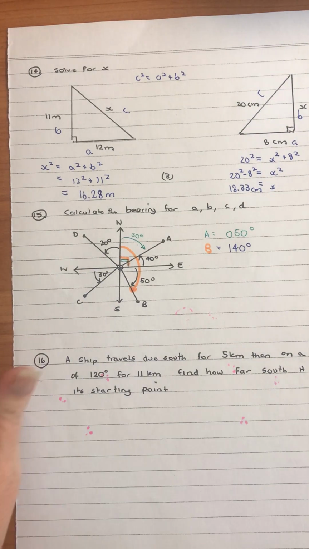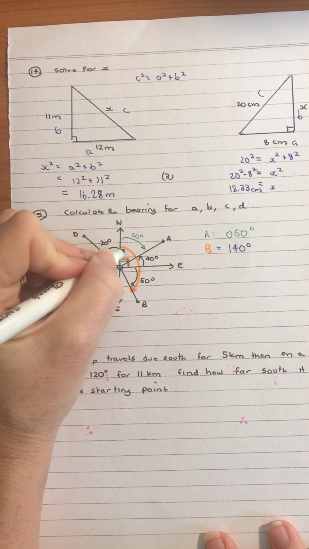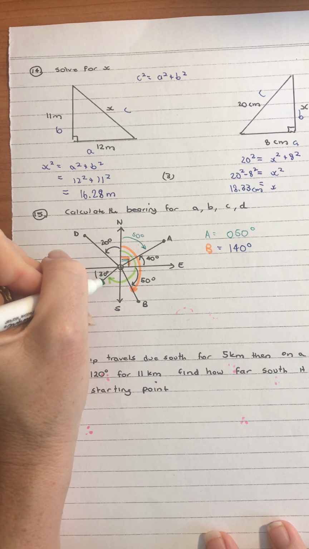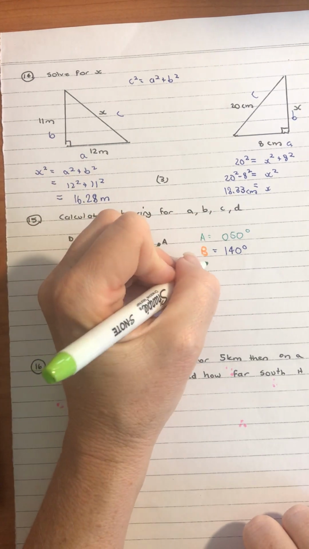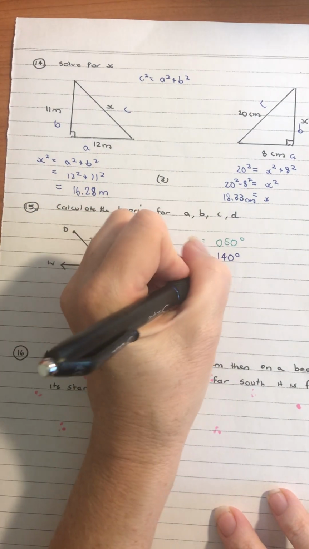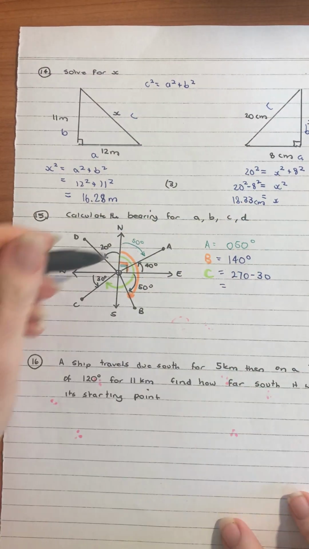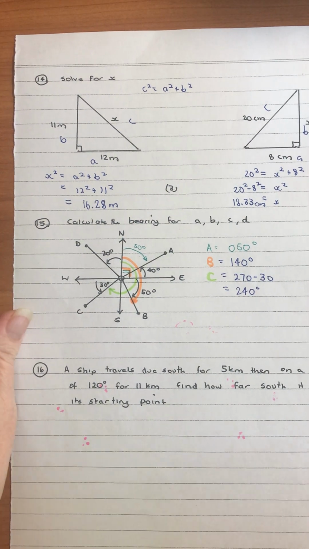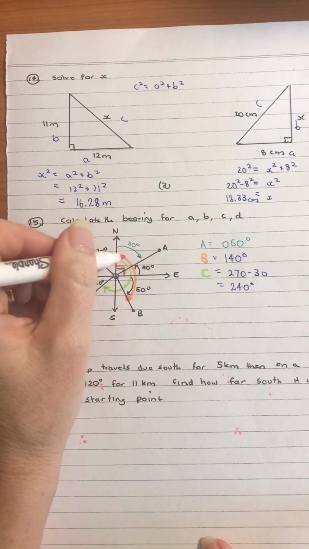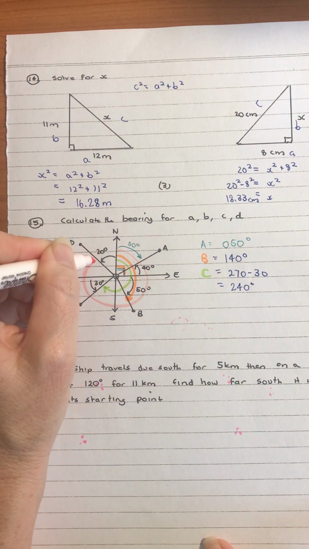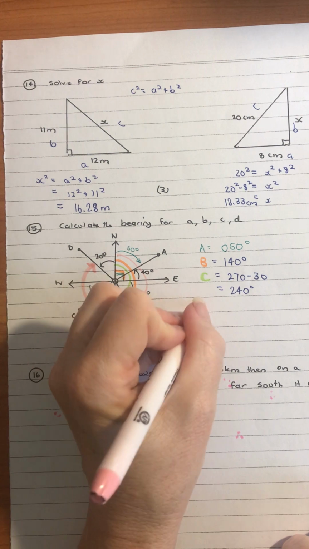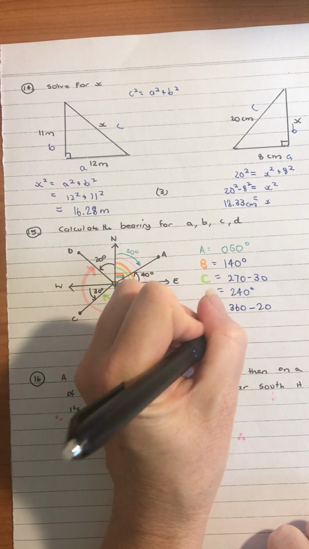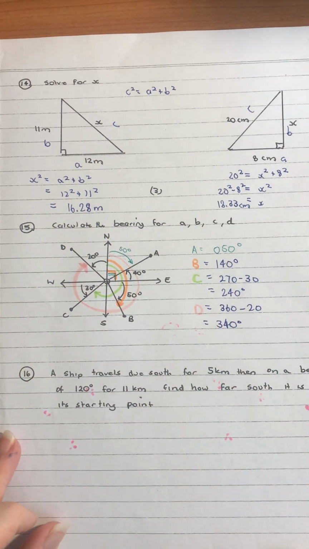Then for C, we're going all the way around here to that line. We're almost at 270, but we haven't gotten there. We're 30 degrees away. So for C, we're going to do 270 minus the 30 because we haven't done the full 270. 270 minus 30 is 240 degrees. And then our last one, D, we're going all the way around, almost the full circle, bar 20 degrees. So for D, it's going to equal 360 minus that 20 degrees, so it's 340 degrees for that one.